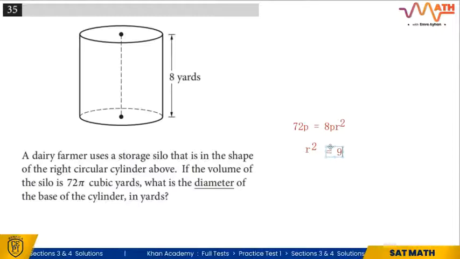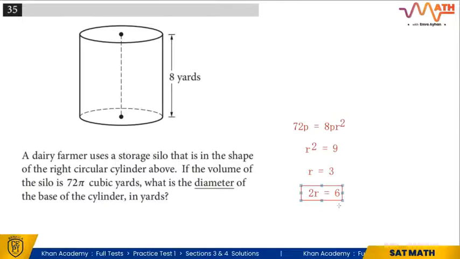So r will be 3. Of course, not negative because it's a length. But the question is not r; it is the diameter. So it is 2r. 2r is the question. So 6 is the answer here. Question 35. Answer is 6.